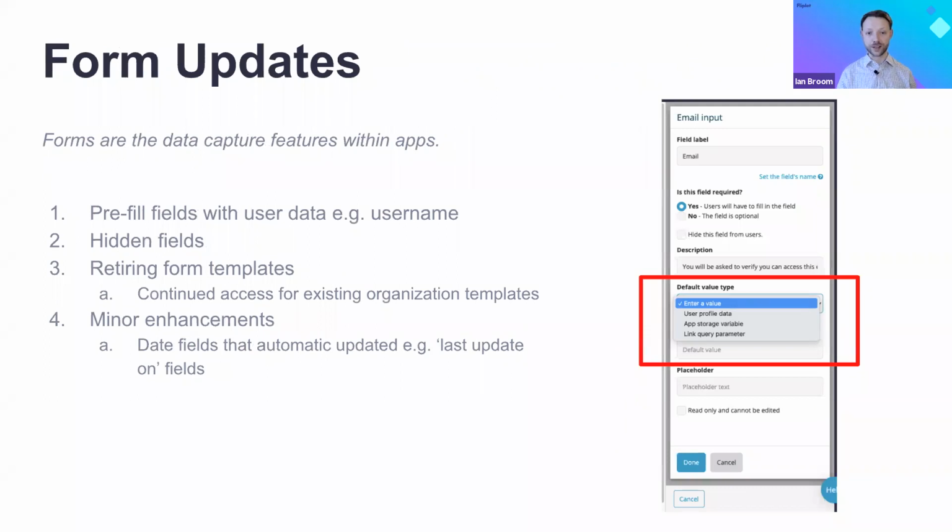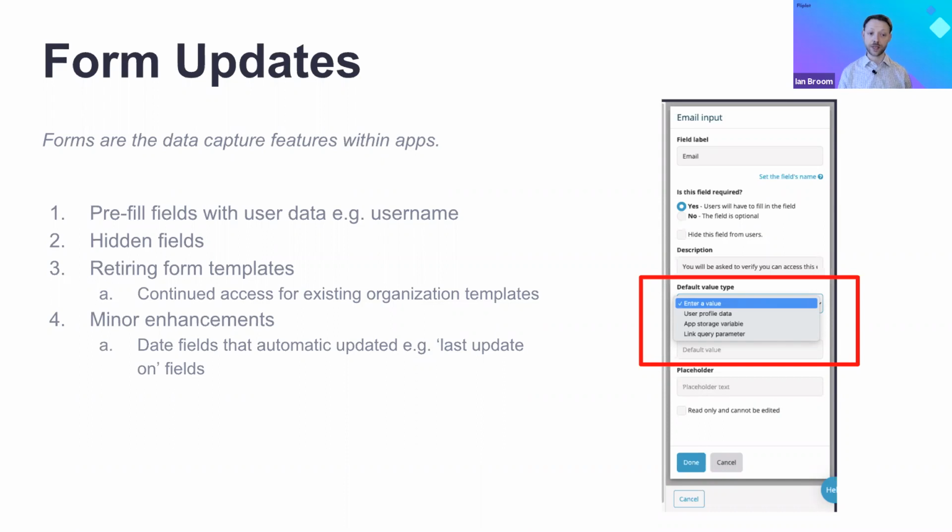Moving on to the next most popular component, the form updates. So forms enable you to collect data from your end users, and we're continuously making them smarter. So the first thing that we've added is the ability to pre-fill fields data with user data. So this is exactly the same feature that I just showed you in the list from data source. You can now use profile data, link query parameters, or app storage variables, and you can get those fields pre-populated into a form so that when they're saved, you can then use them to filter the list. And I'll talk a little bit about how this is valuable in the next slide.